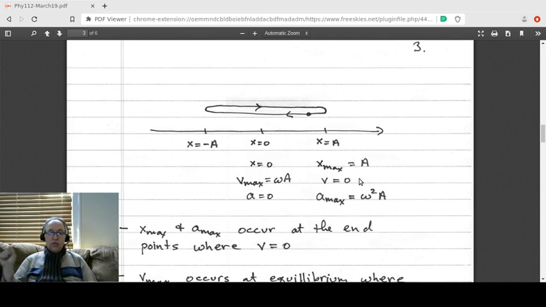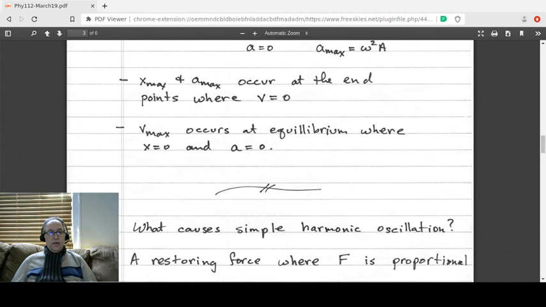It's just cruising through equilibrium at a constant velocity. That's not going to last very long. It's actually just locally around x equals 0 that you have a velocity omega A. As you start to approach the endpoints, the velocity is going to decrease until it finally stops at the endpoints. Okay, and so I just have that summarized here. Again, x max and a max occur at the endpoints where v is equal to 0. v max occurs at equilibrium where x and a are equal to 0.